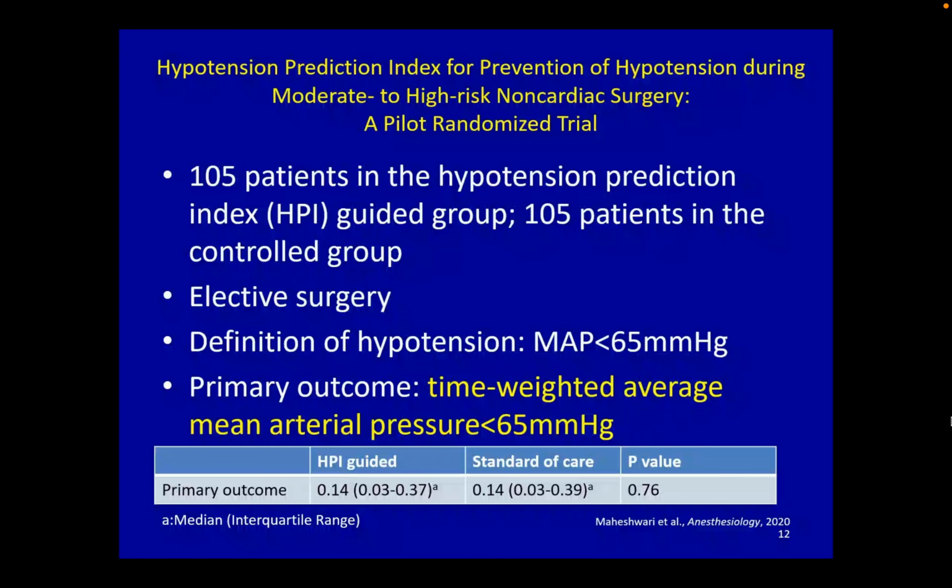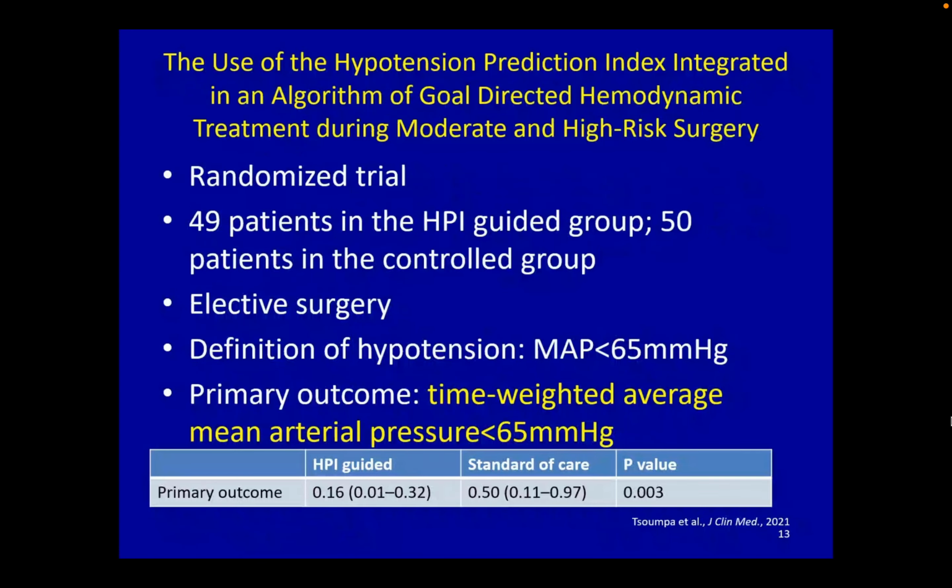There are 49 patients in the HPI group and 50 patients in the standard of care group. The definition of intraoperative hypotension is the mean arterial pressure lower than 65 millimeters of mercury. The primary outcome is time-weighted average mean arterial pressure lower than 65 millimeters of mercury. The results presented that the time-weighted average in the HPI group is significantly lower than the standard of care group.